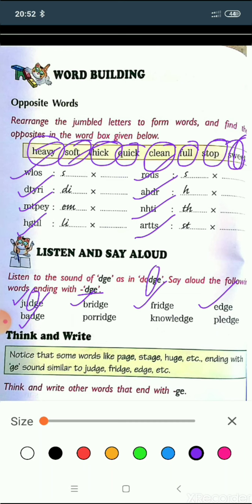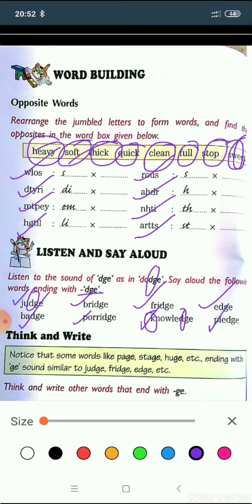Then the word is BADGE. Badge. It is called badge. Then the word is PORRIDGE. Porridge. It is called porridge. Then the word KNOWLEDGE. Knowledge. Here K is also silent and D is also silent. The word is pronounced as knowledge.